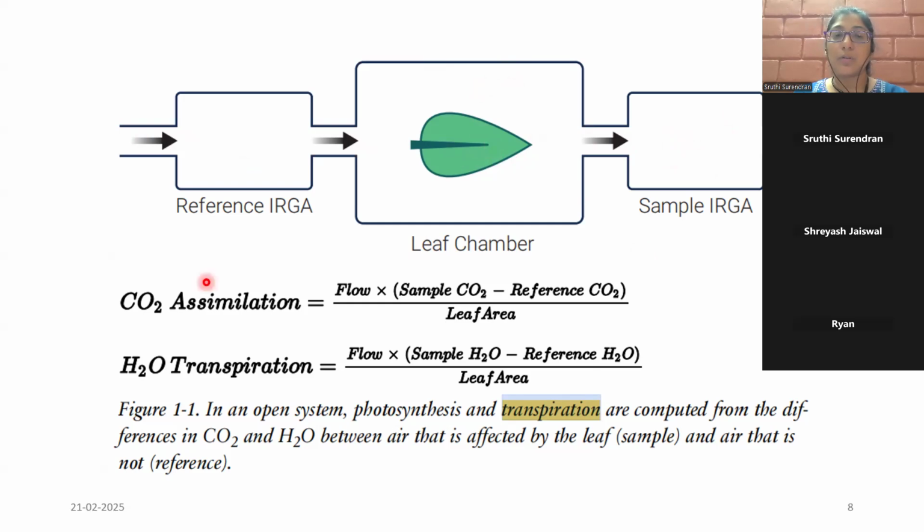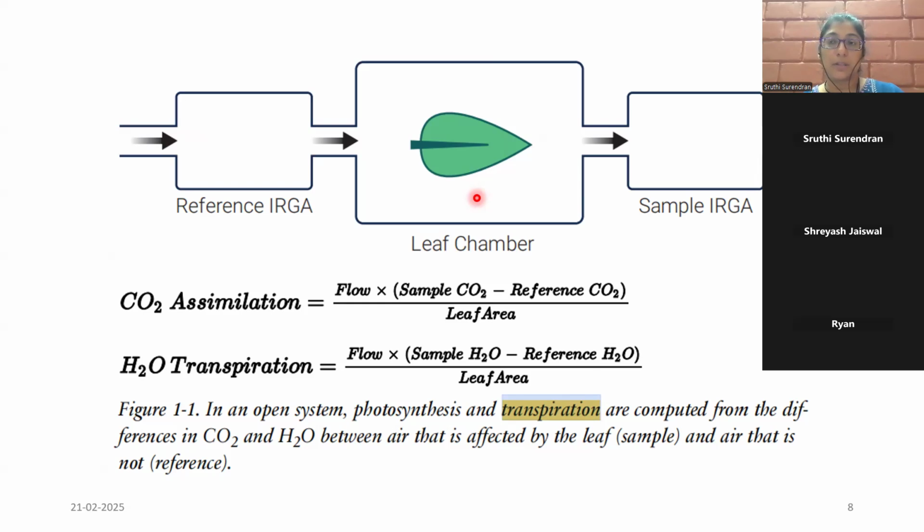So similar to a closed system, the measurements are similar, but the only difference is that this continuous supply of air is exposing the leaf to varying conditions of relative humidity and carbon dioxide concentration, which replicates the realistic situation much more than in a closed system.